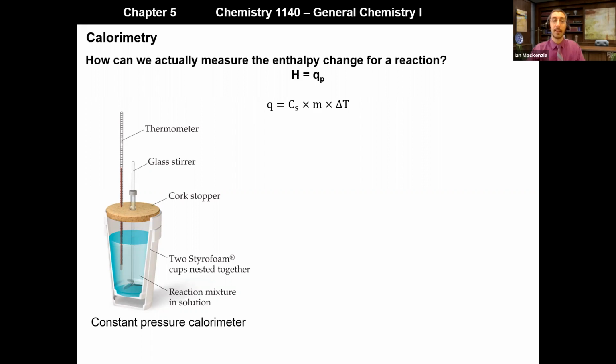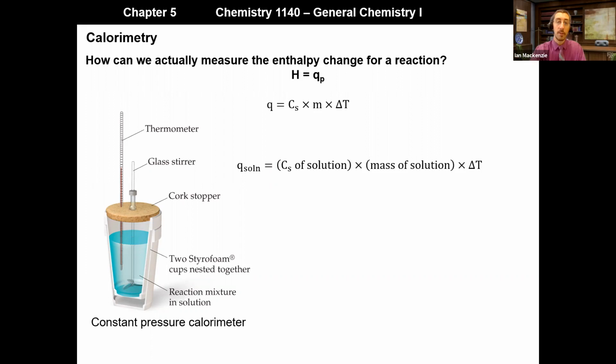And in this case, you can see if we simply take 2 styrofoam cups and nest them together, then we can have a solution in there and add a cap with the thermometer. The thermometer will directly allow us to measure the temperature of the solution. And so we can just write this equation a little bit more specifically and say that the heat gained or lost by the solution is equal to the specific heat of the solution times the mass of the solution times the change in temperature for the solution.